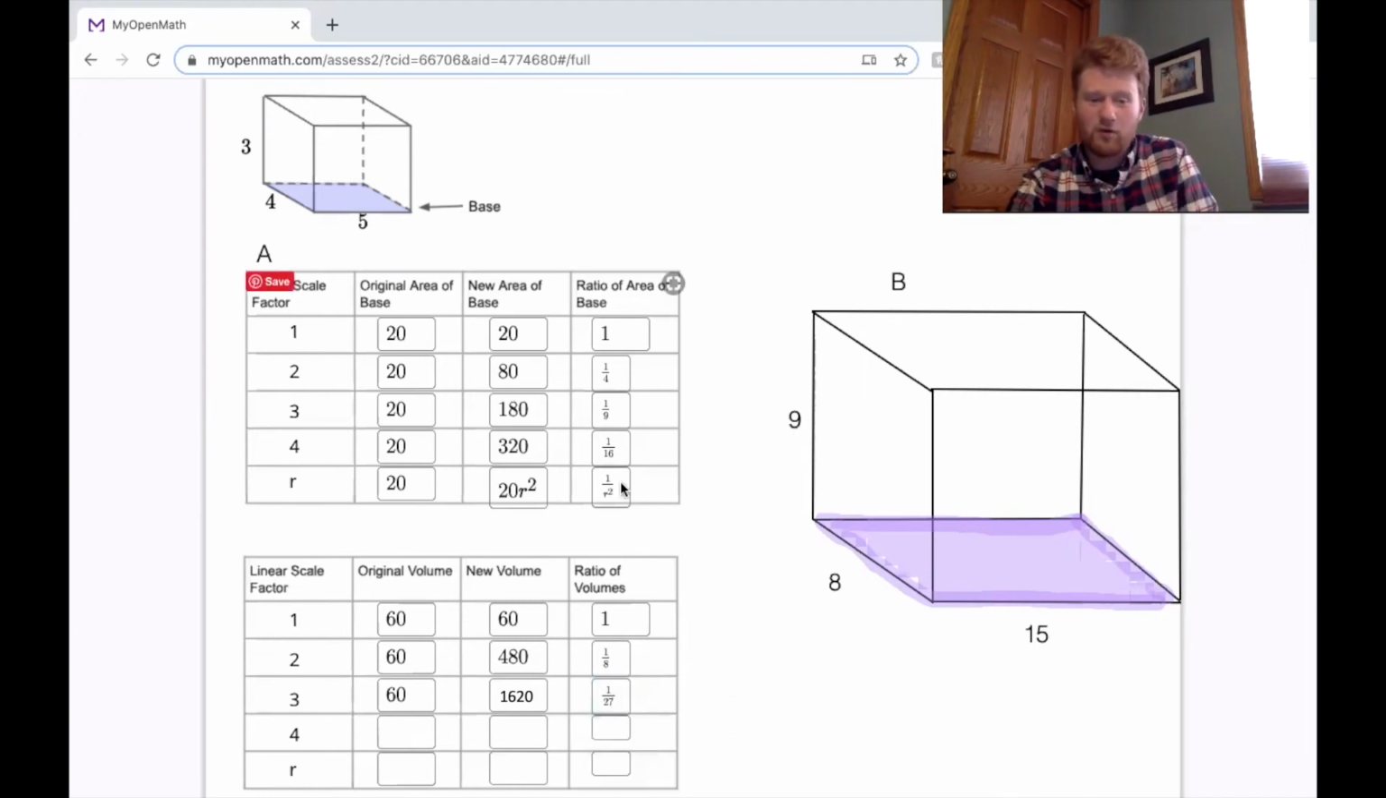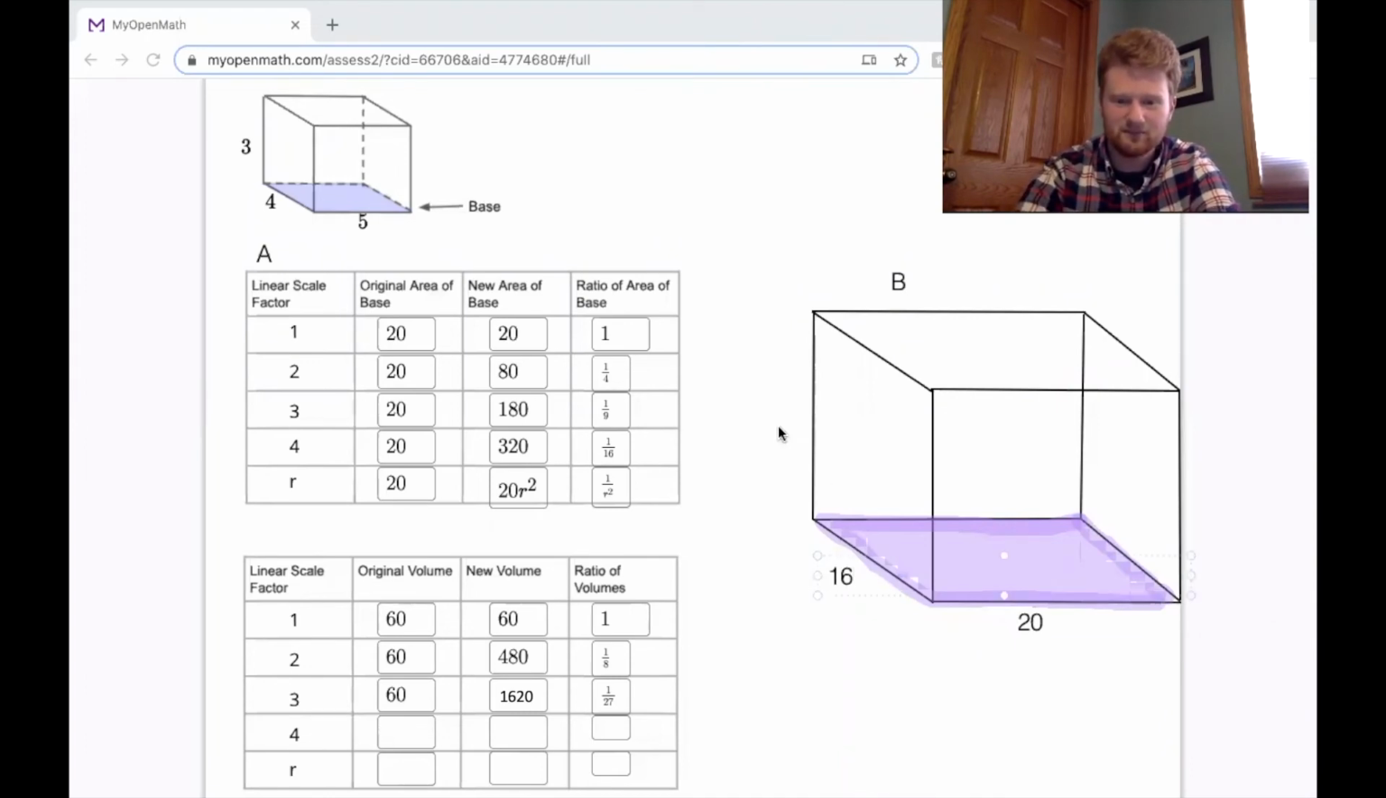So before, our ratio kind of moved a little slowly. We had 1, 1 over 4, 1 over 9, and we're already drastically changing that ratio just by going to 3 for the linear scale factor. Let's look at 4 and see if we can begin to create a conjecture, or a guess, about what the pattern is. So for our linear scale factor of 4, the bottom's going to be 20, the width is going to be 16, and the height is going to be 12.